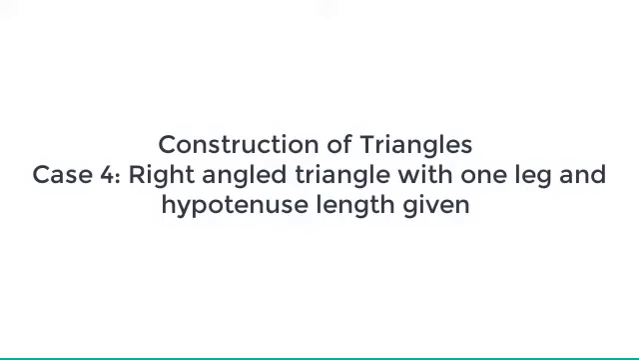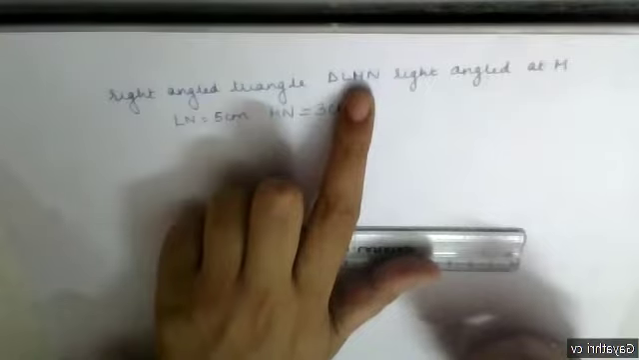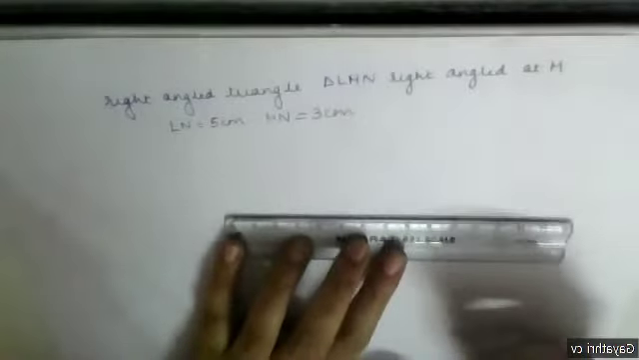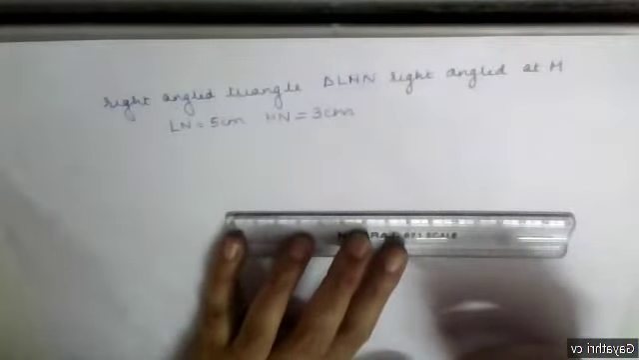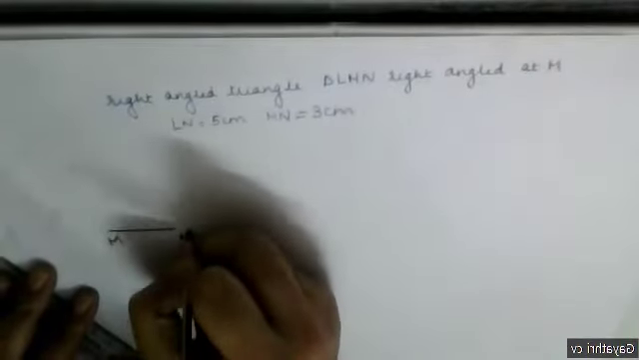Next, let's see how you can construct a right angle triangle when the length of one leg and its hypotenuse are given. So here, look at this question. They are asking us to construct a triangle LMN, which is right angled at M, and given that LN is 5 centimeter and MN is 3 centimeter. Again here, you can see that the triangle is right angled at M. So first, let us draw this length MN. MN is given as 3 centimeter. So let me draw that first. MN is 3 centimeter. So this is M and this is N.